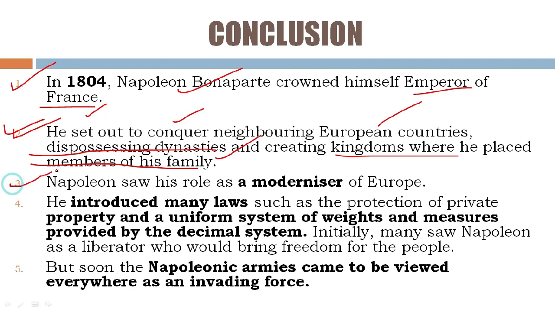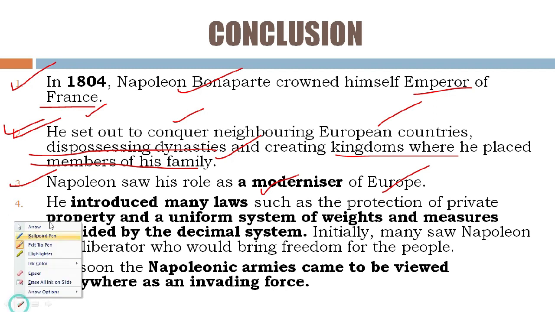Next we see that Napoleon saw his role as a modernizer of Europe. Through all these measures, he tried to project himself as a modernizer who was bringing about a lot of reforms in the society. But we see that all these administrative reforms were brought about for simplifying his work as a ruler. We see at the end that all these reforms actually favored Napoleon. Let us go through those reforms, students.